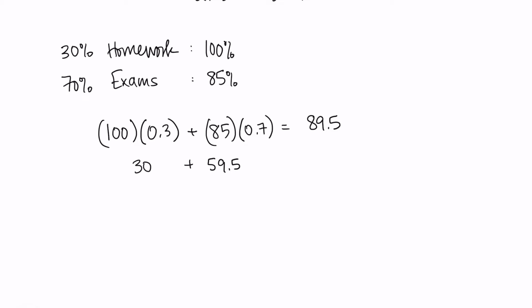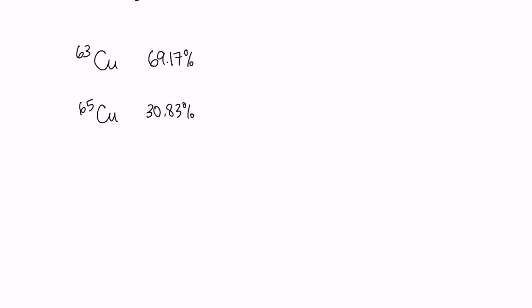So let's do a real example now. Let's take the example of copper. Copper has two naturally occurring isotopes. There's copper 63 and copper 65. Copper 63 is more common. It makes up 69.17% of the copper that we find on the Earth, while 30.83% is going to be copper 65.